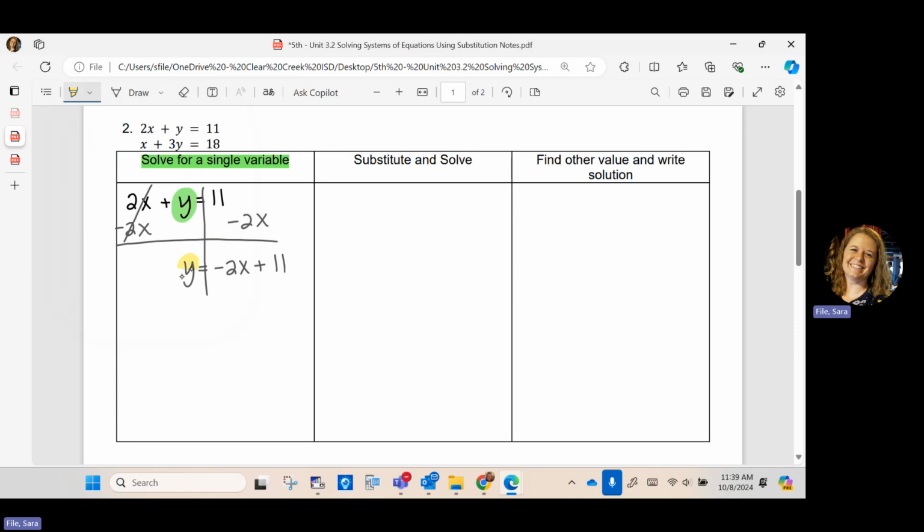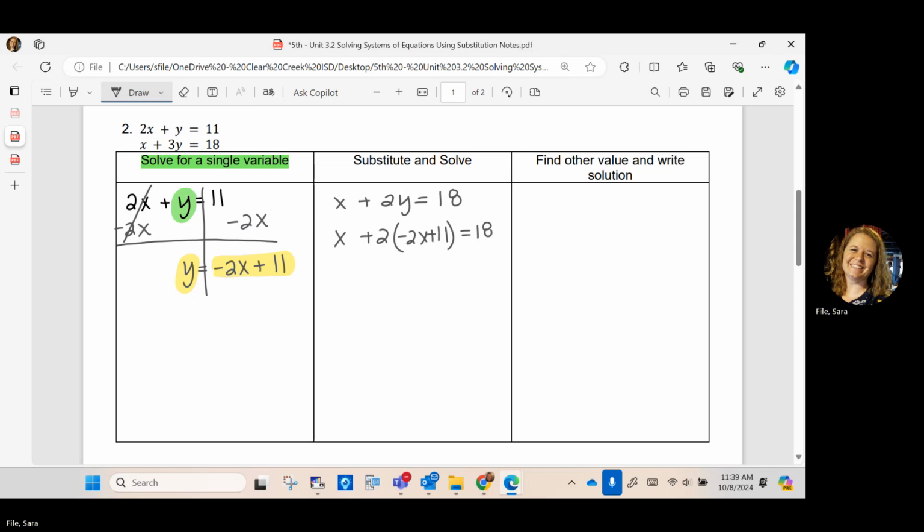So now I'm ready to substitute. Y is this expression. So in my other equation, so the second equation, I am going to substitute for y. So I'm replacing the y with negative 2x plus 11, because that's what y is equivalent to. That's what we said y equals. So I substitute it.